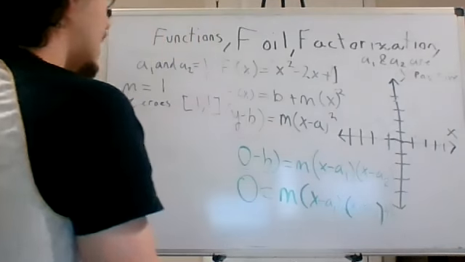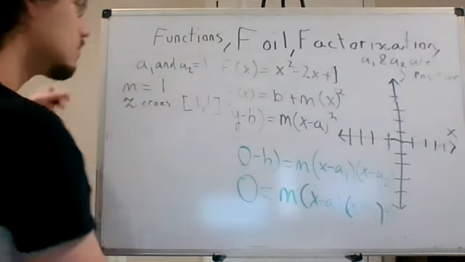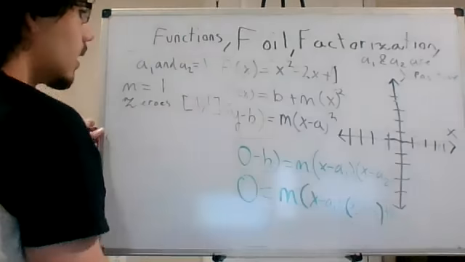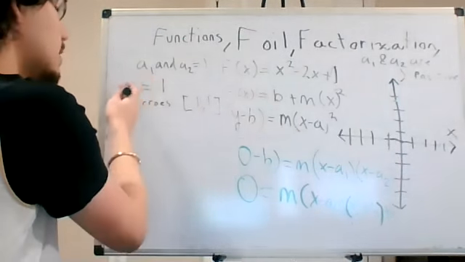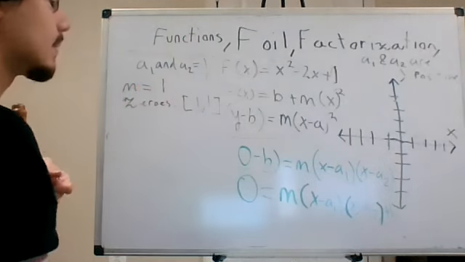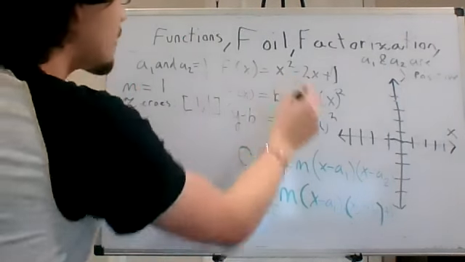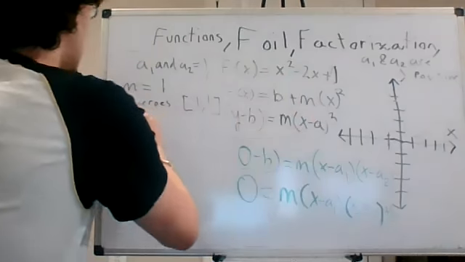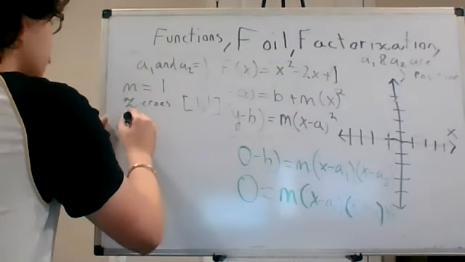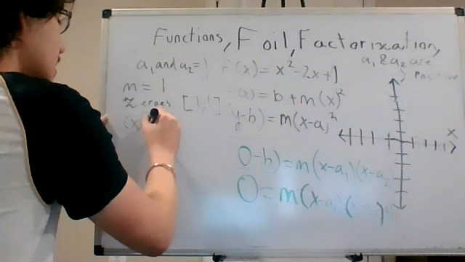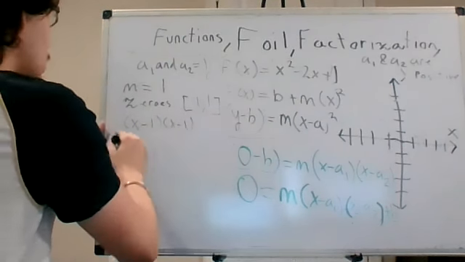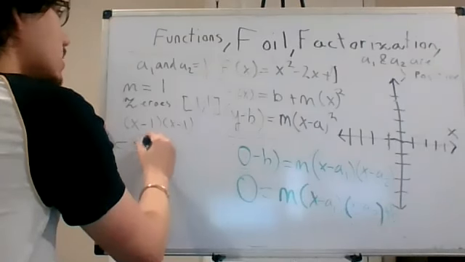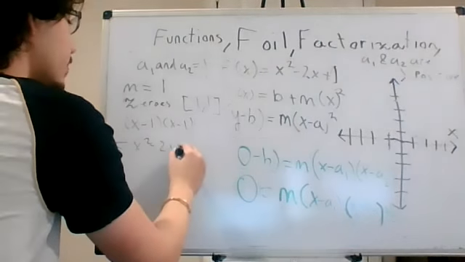So we know that our zeros are 1 and 1, and we know that our slope is 1. So that means we need to write our equation x minus 1 times x minus 1 will equal x squared minus 2x plus 1.